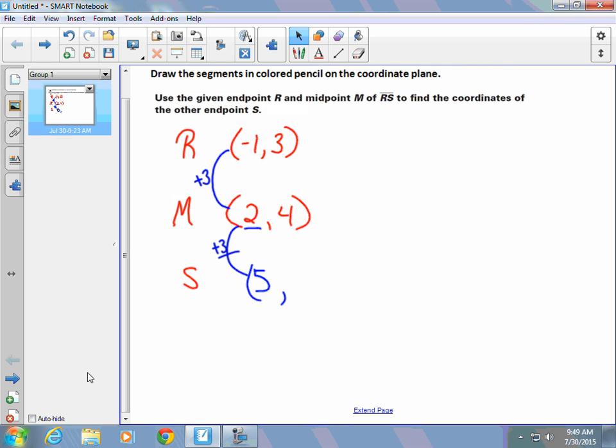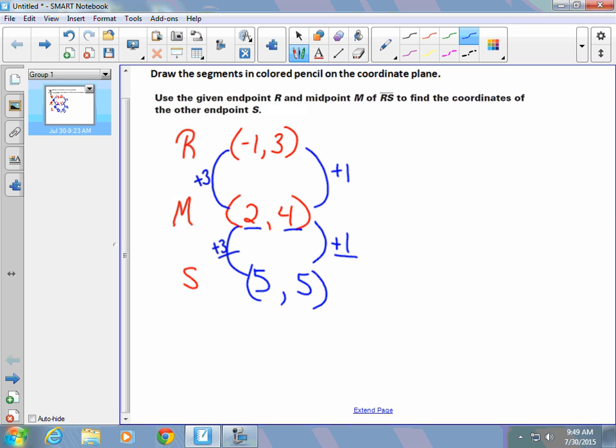Now let's take a look at the y values. If you are on the y-axis and you move from 3 up to 4, you add 1. Now let's take a look at how you would make it to the endpoint. Well, you're going to have to do the exact same movement, so let's add 1 again. And we take the 4 plus the 1, and we get 5.